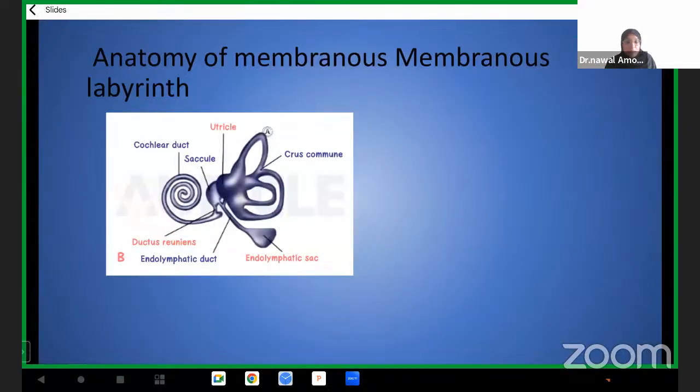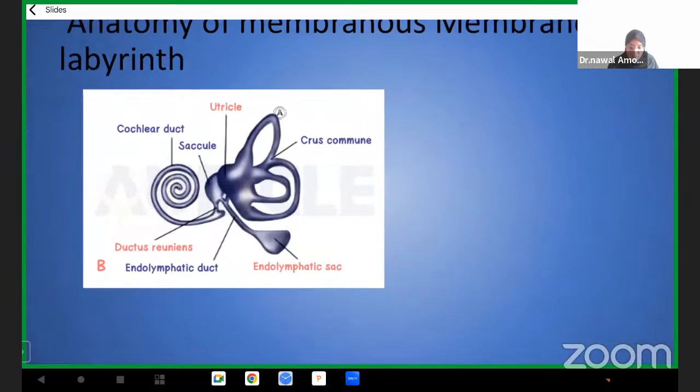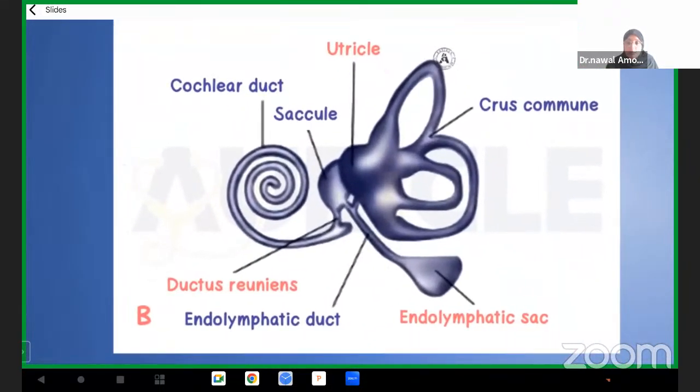Now coming to the next question, we have the anatomy of the membranous labyrinth. This is a very brief diagram. It's very important to draw the diagrams. You should draw the diagrams in the exam in order to acquire marks, so that even if you miss something in theory, you will get marks from these diagrams.